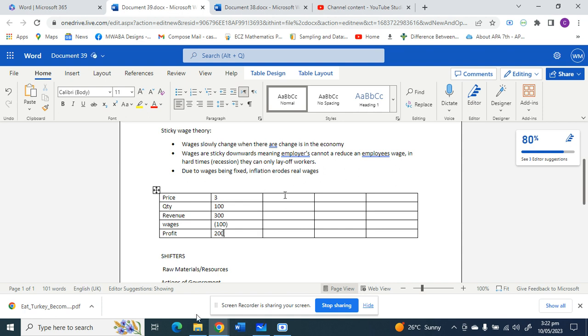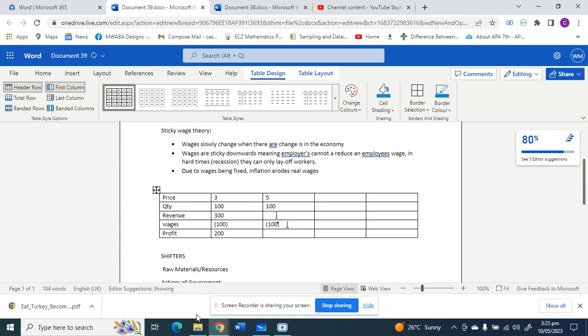Now let's say the firms are allowed to sell maize now at 5 kwacha. Remember, wages are fixed. Wages still stay fixed. If this firm wants, they can still produce 100 units of maize cobs. Let's say 100. 100 times 5, that is 500. 500 minus 100, profit is 400. So have you seen the profit has increased?